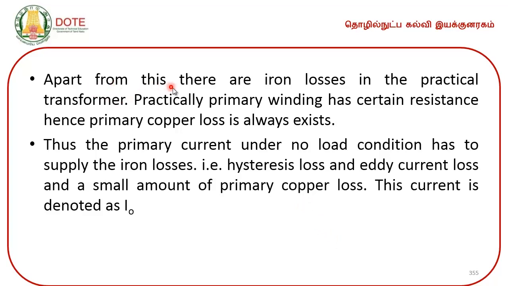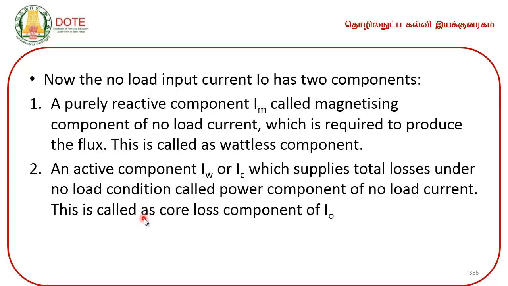Apart from this, there are iron losses in the practical transformer. Practically, the primary winding has certain resistance, hence primary copper loss always exists. Thus, the primary current under no load condition has to supply the iron losses, that is hysteresis loss and eddy current loss, and a small amount of primary copper loss. This current is denoted as I naught.